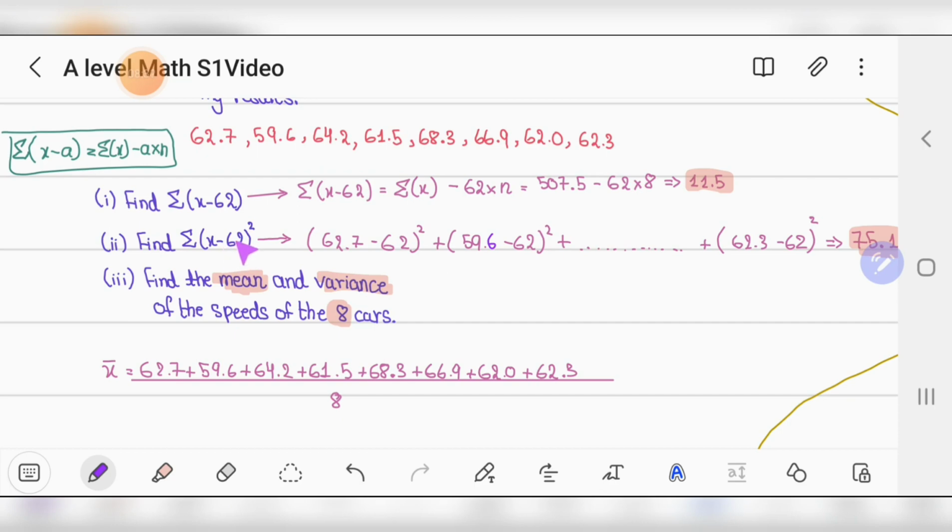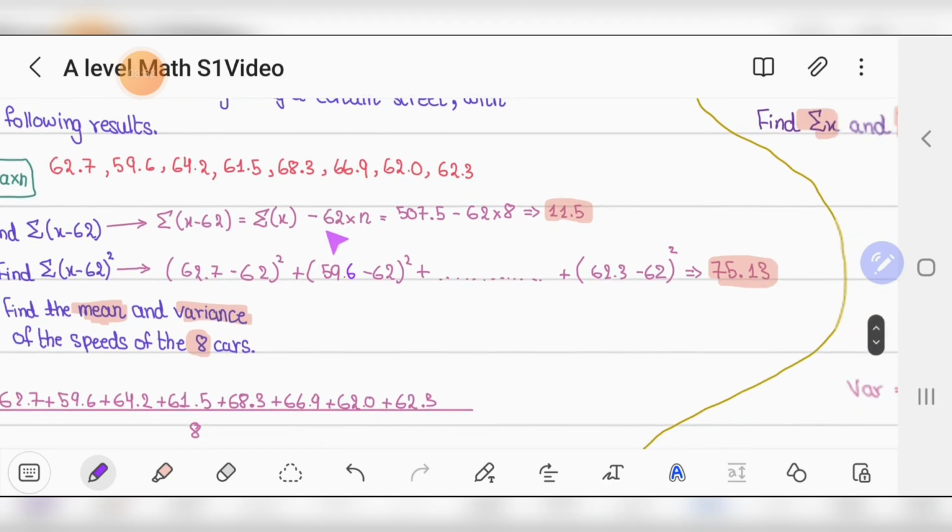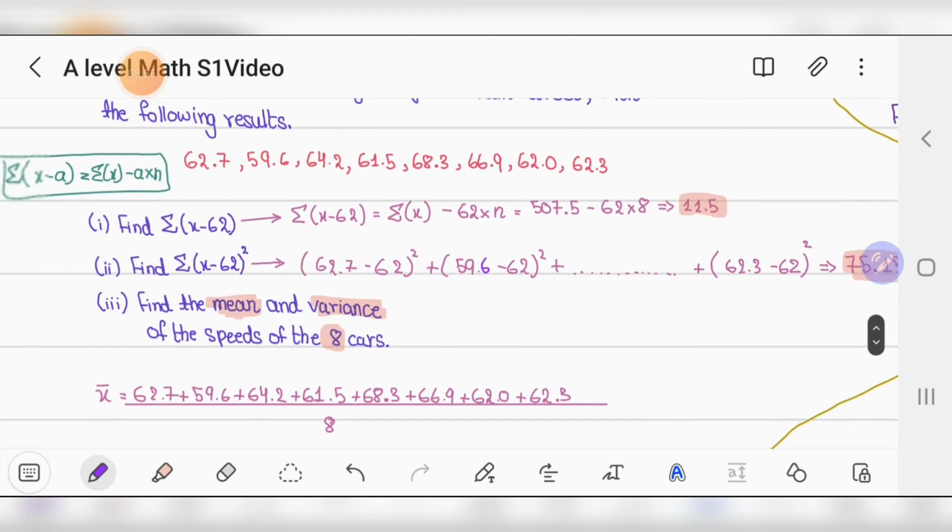Remember that. Listen to my voice carefully. There is no formula for this. You're just going to do it manually: take each data value, subtract 62 and square it, one by one. So (62.7 minus 62) squared plus (59.6 minus 62) squared plus (64 minus 62) squared plus this, and the last one is (62.3 minus 62) squared, and then you add all of them and you get this answer. So this is the answer.